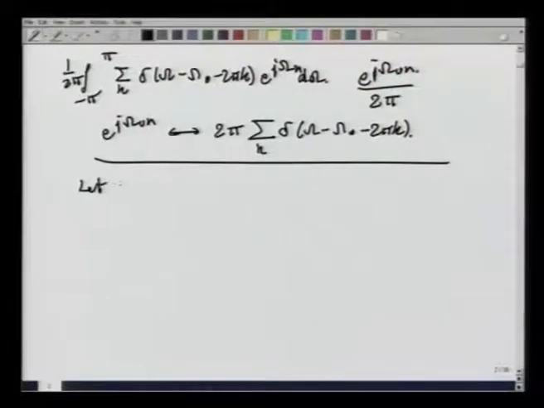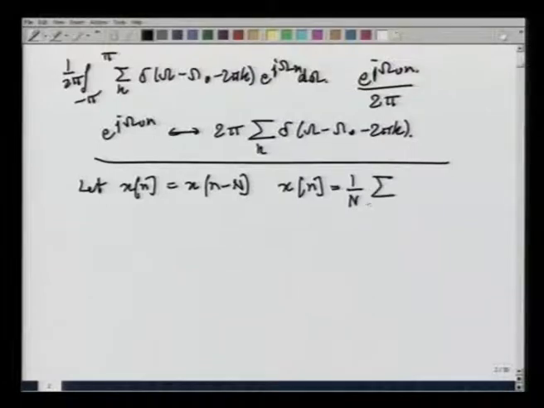Now, we are equipped to take the next big jump and find the Fourier transform for any arbitrary periodic discrete time signal. If it is periodic with period N, then it has a DTFS representation or a DFT representation, whatever we like to call it, of the form given by the synthesis equation. Thus, let x[n] be equal to x[n minus N], so that we have x[n] equals 1 by N summation k equals 0 to N minus 1 X[k] e to the j omega naught k n. This is what we have.